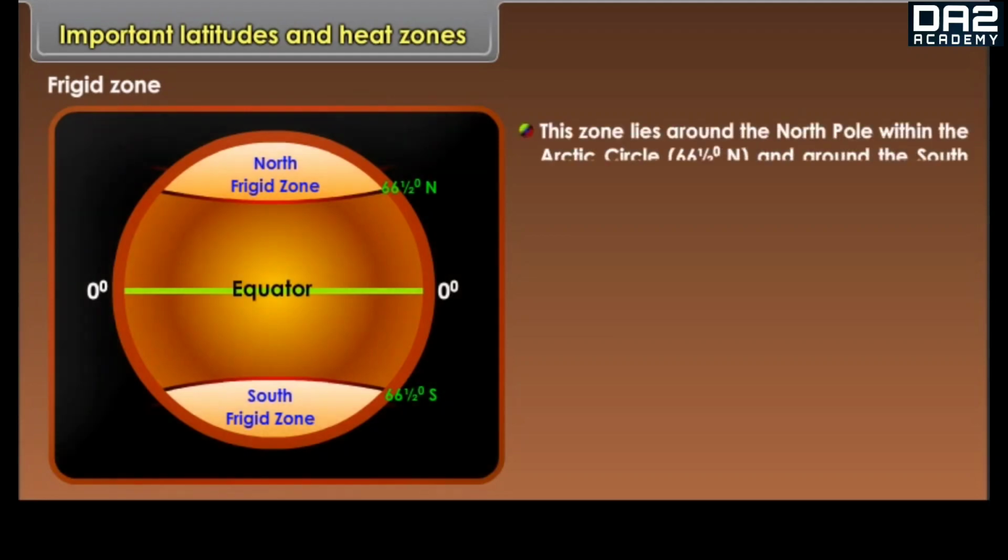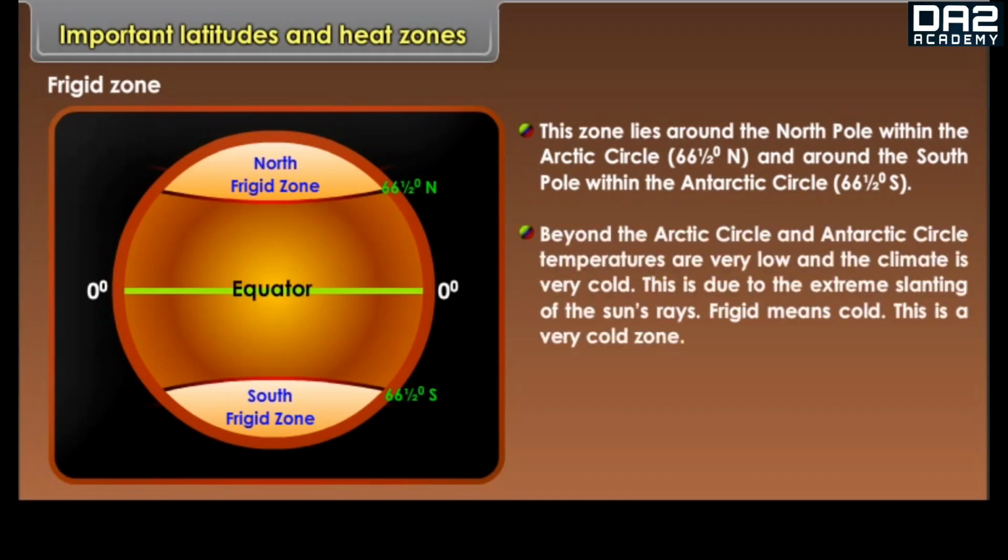This zone lies around the North Pole within the Arctic Circle, 66.5 degrees north, and around the South Pole within the Antarctic Circle, 66.5 degrees south. Beyond the Arctic Circle and Antarctic Circle, temperatures are very low and the climate is very cold. This is due to the extreme slanting of the sun's rays. Frigid means cold. This is a very cold zone.